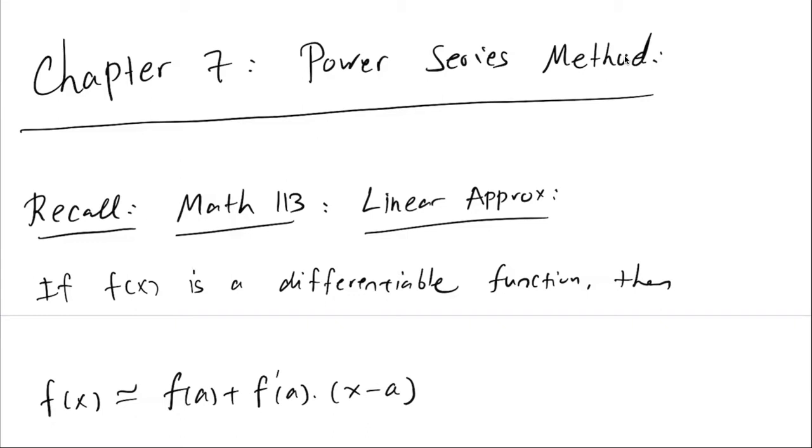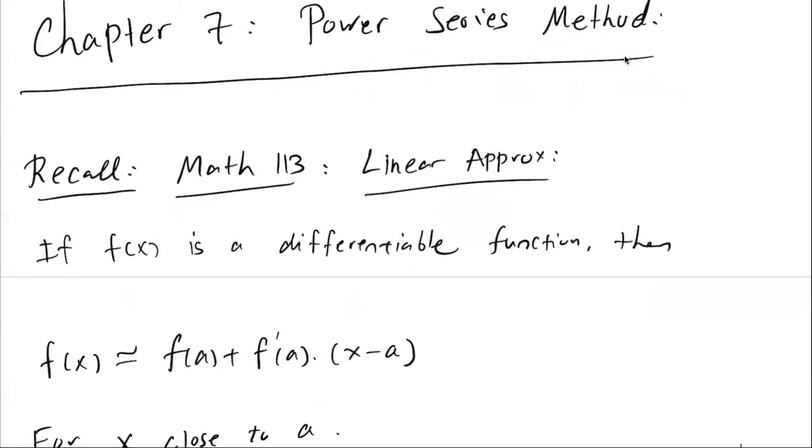Well, first in Math 113, you learned about linear approximations, and you learned how to approximate a function using a linear function. So you saw that if f of x is a differentiable function, then we can approximate f of x as f of a plus f prime of a times x minus a. Now this equation here is the equation of the tangent line to f of x at x equals a.